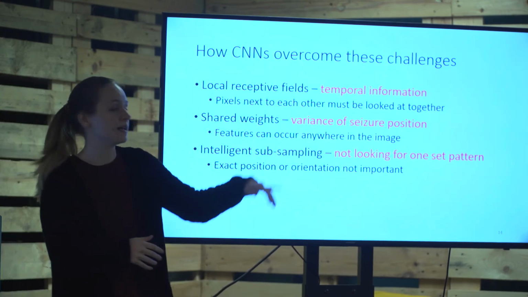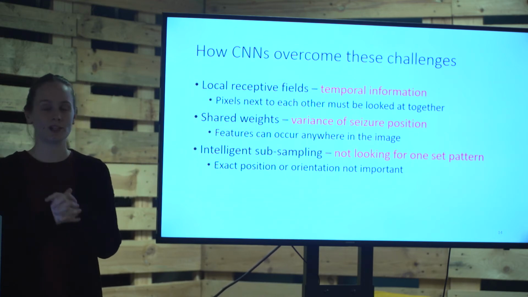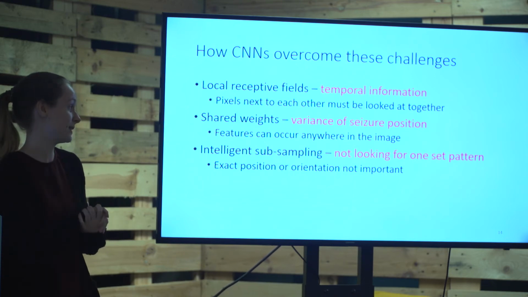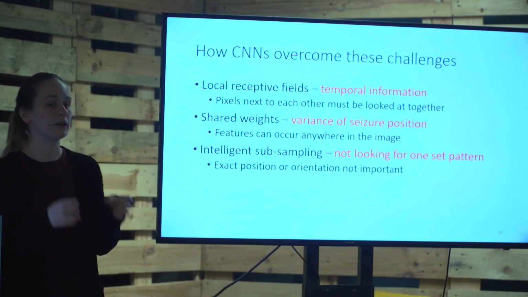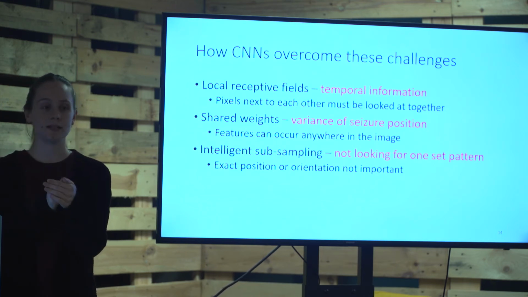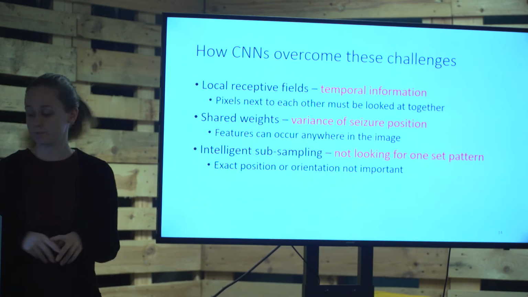Shared weights means that even though seizures can vary a lot and could be in lots of different positions, we're looking for the same weights across the entire EEG signal. And the subsampling means we're not looking for one set exact feature pattern. Instead, we can look for a wider variety of patterns.